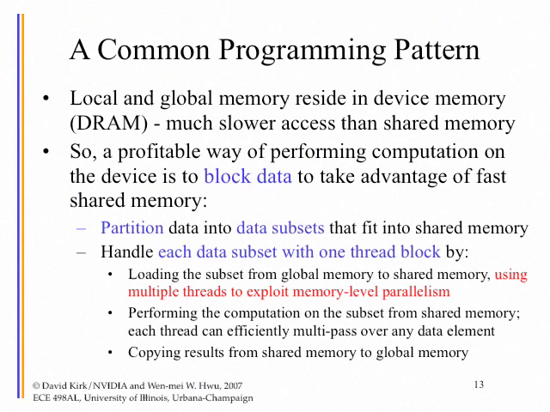Performing the computation on the subset from the shared memory, each thread can efficiently multipass over the data element, and then you copy the result from the shared memory back to the global memory. So in terms of matrix multiplication, we're going to come back to this point and show you how you can dramatically reduce the memory access bandwidth, okay, by using shared memory on tiled data.